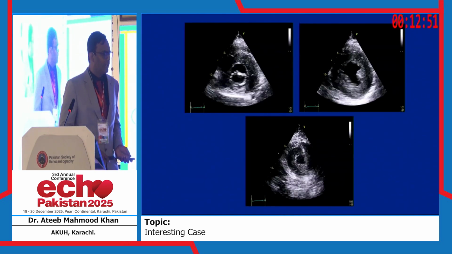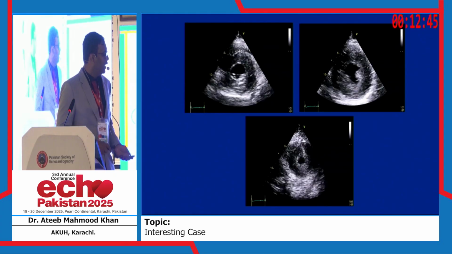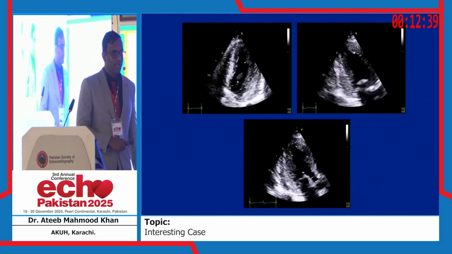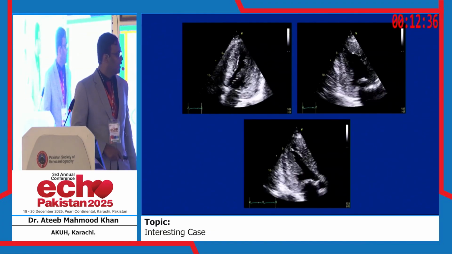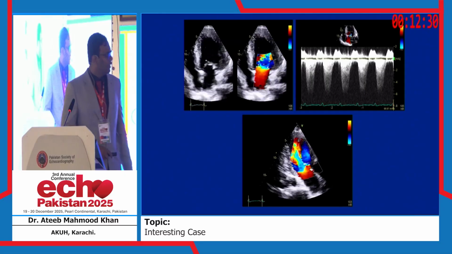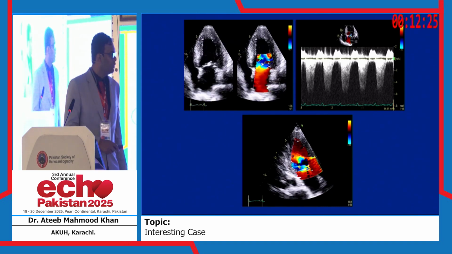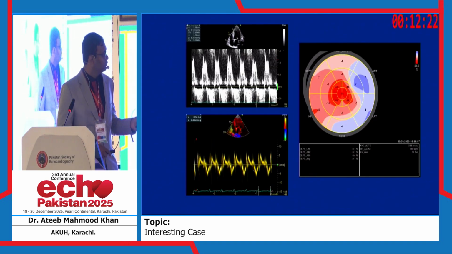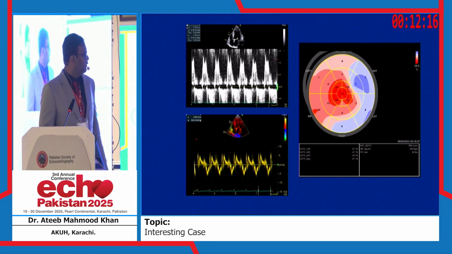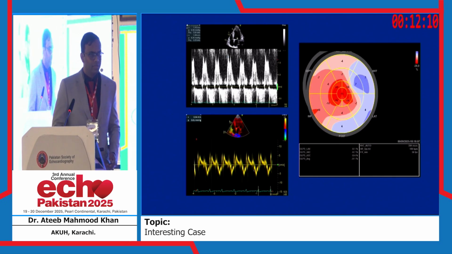Then these are the parasternal short axis views, in which we can appreciate the marked hypertrophy of the LV, concentric type of hypertrophy, and LV function seems to be preserved. Then these are the apical images, in which we can again appreciate marked hypertrophy of the LV and preserved LV systolic function. Then when we apply the color Doppler across the mitral valve, we can appreciate moderate type of mitral regurgitation, which was confirmed on the continuous wave Doppler. Then when we apply the pulse wave Doppler across the mitral inflow, we can appreciate pseudo-normalization of E and A with reduced E prime, which was suggestive of grade 2 diastolic dysfunction.